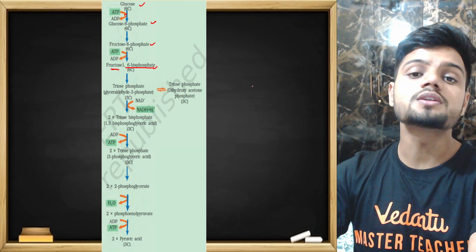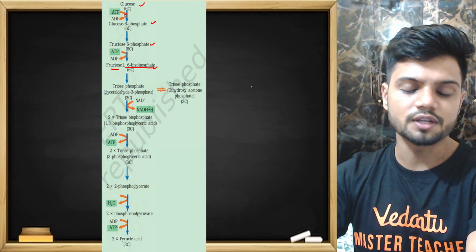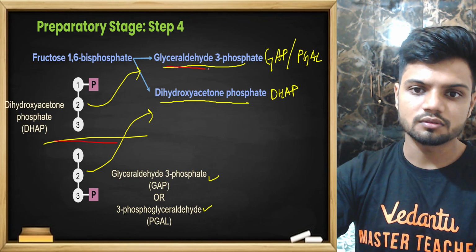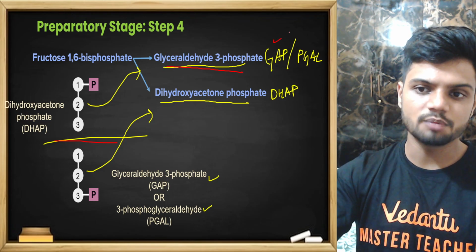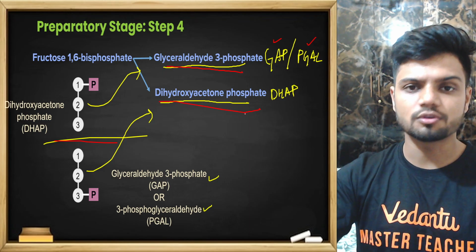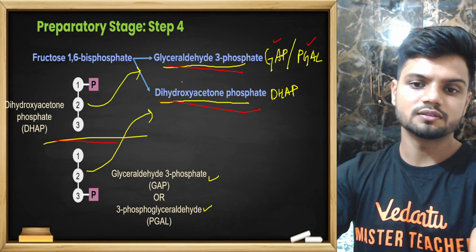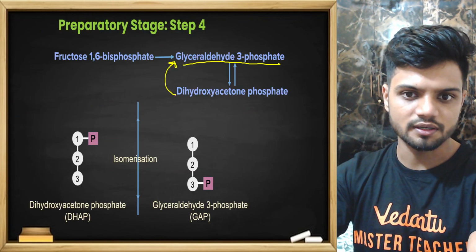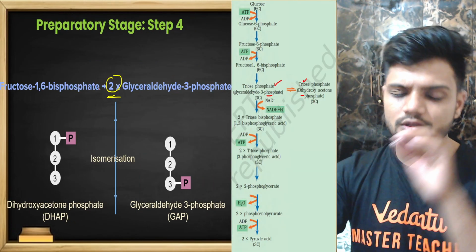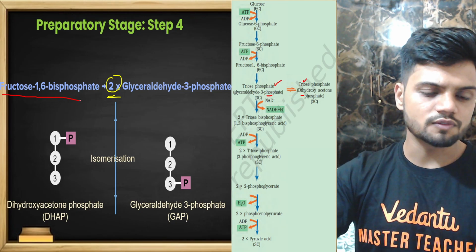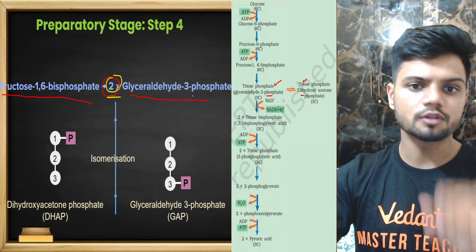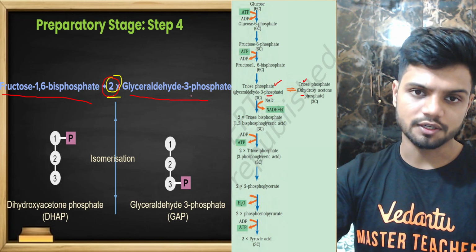Now what is happening? Oxidation is happening. Right? Before oxidation, it is breaking down into two products. One is forming glyceraldehyde 3-phosphate, GAP or PGAL, same name. The other one is DHAP, dihydroxyacetone phosphate. Now they are isomers again. Can they interchange? Yes, they can interchange. For convenience, DHAP is getting converted to glyceraldehyde 3-phosphate. So from fructose 1,6-bisphosphate, we get 2 molecules of glyceraldehyde 3-phosphate.